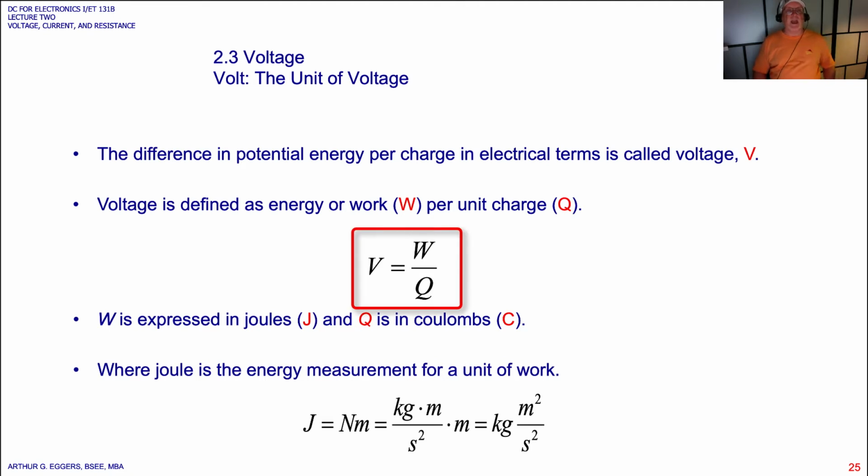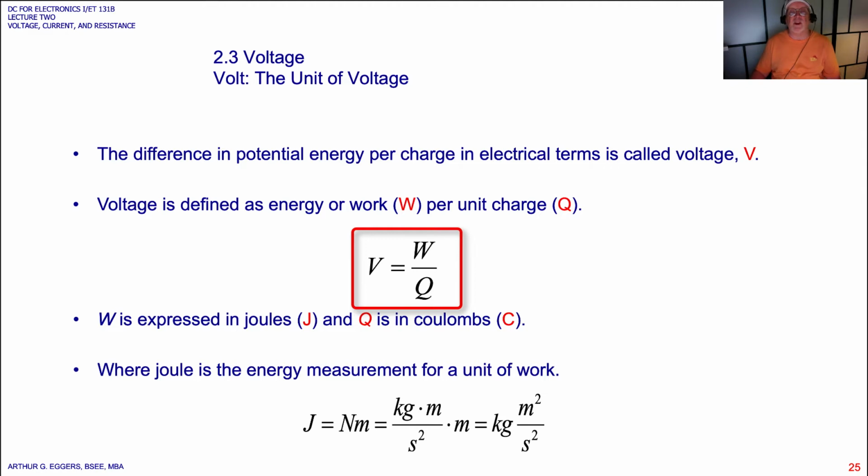So as we look at voltage and develop its mathematical relationships, we need to understand that we assign a unit to it called the volt. The volt then is a difference in potential energy per charge in electrical terms, and we call it voltage, or we use the capital V. You're going to see later as you get into the more advanced courses, we're going to use a little v, and we may represent it with units of time. Voltage then is defined as energy or work per unit charge.